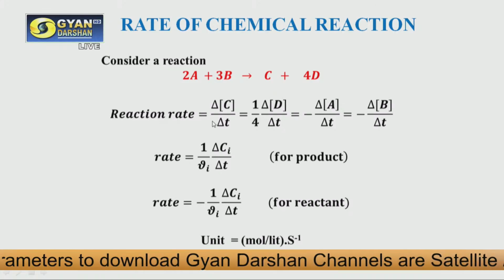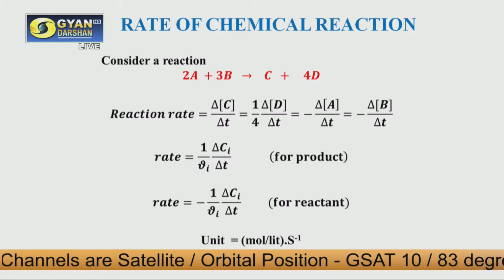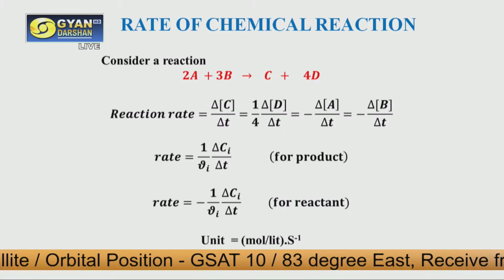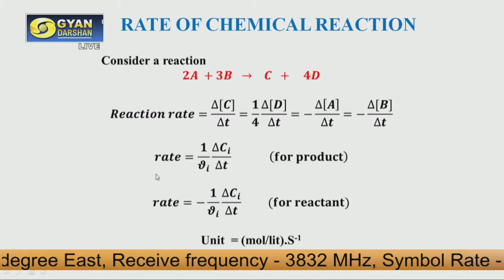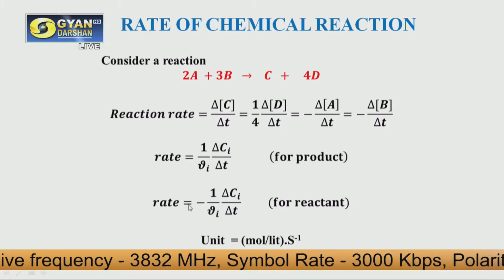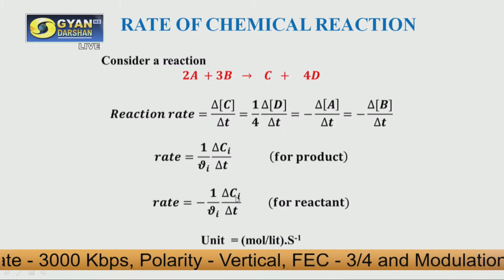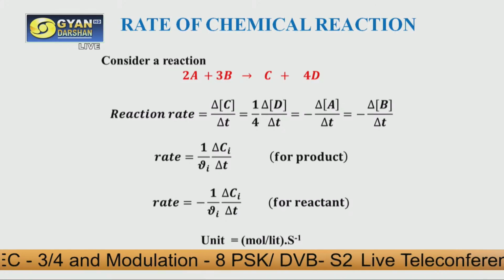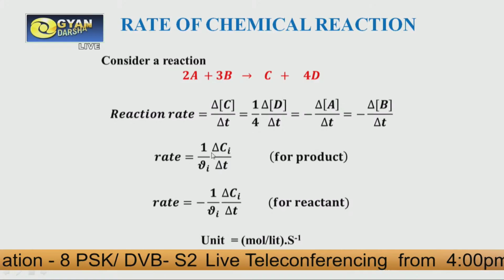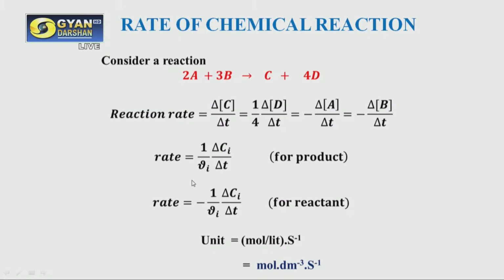So for this we can write the reaction rate in product form as well as with respect to the reactant form, and each and every molecule of this reaction. So the general form we can write, if we write the rate in terms of the reactant, then the rate should be negative 1 upon nu_i into concentration difference divided by delta t, the time we look at that reactant. And with respect to the product, we can remove the negative term and write it in terms of the product form. And we can also write the unit of this rate.